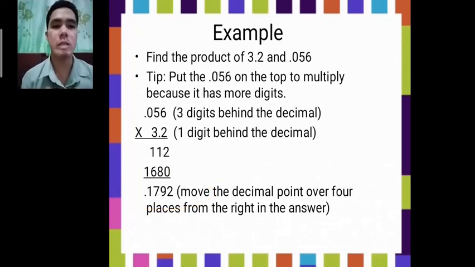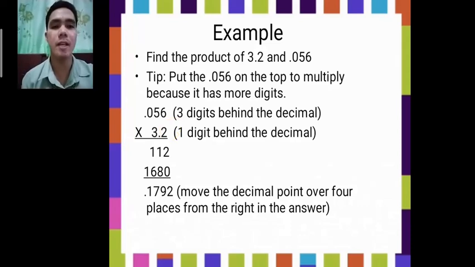How about this one? So, same process. Find the product of 3.2 and 0.056. As you can see, our tip here is, you have to put 0.056 on the top to multiply because it has more digits. Okay, so 0.056 has 3 digits behind the decimal, that is 5 and 6. Then 3.2 has 1 digit behind the decimal, that is 2.